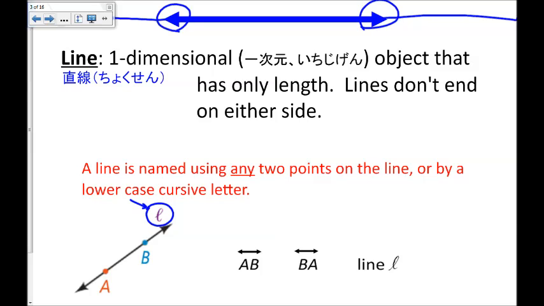Okay, so here are 3 examples of ways to name this line. AB with a line on the top, BA, or line L. Notice there are 2 arrows when I name a line.